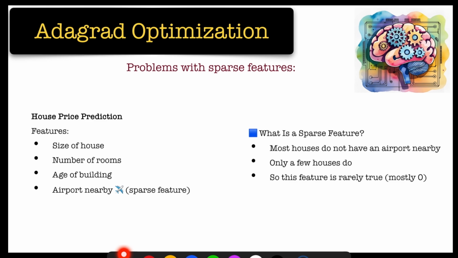Now we see one problem with vanilla gradient descent, and that is with sparse features. Let's see a very simple example, house price prediction. We have these features: size of house, number of rooms, age of building, and airport nearby or not. The airport nearby feature is very sparse, because very few houses will be near an airport. Most of the time the value will be 0 and very few times it will be 1.